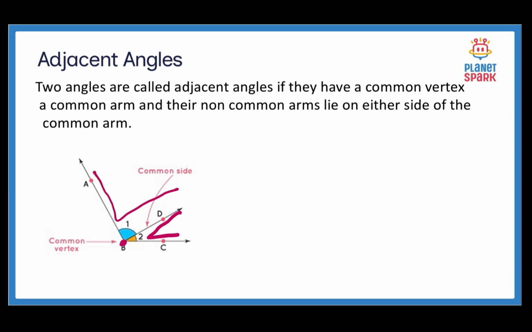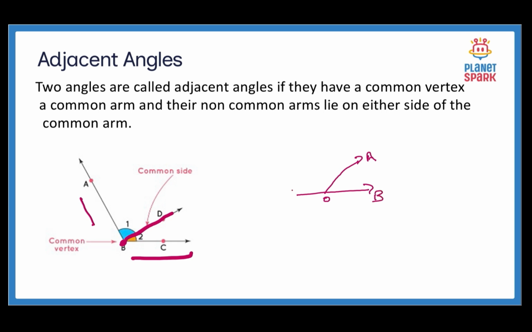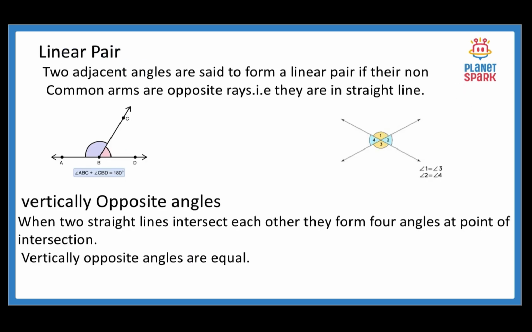So you can observe angles 1 and 2. In 1 and 2, B is my common vertex, BD is my common arm, and the non-common arms BC and AC are in the opposite direction of the common arm. These types of angles are called adjacent angles. The angles that have a common vertex and a common arm are called adjacent angles. So if I draw angle AOB and angle AOC, clearly for angle AOB and AOC, the common vertex is O, the common arm is AO, and OB and OC are on either side of the common arm, so they are called adjacent angles.